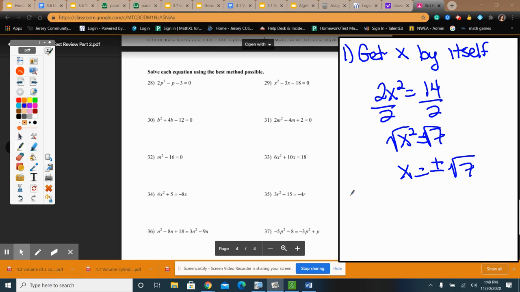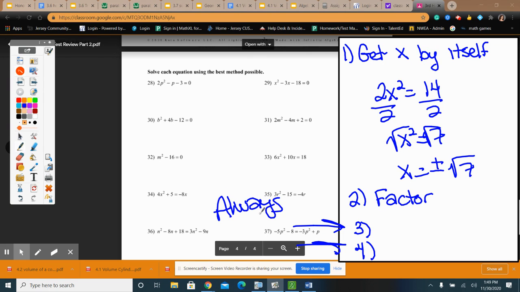So your second thing you hope to do, that's the next easiest, is to factor. If you can tell it factors, factor. Always easiest. If you can't tell or you don't want to spend time, then you need to go to number 3 or number 4. Number 3 and number 4 are the only two that always work. And that is complete the square and quadratic formula.